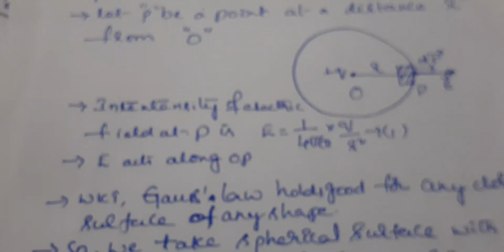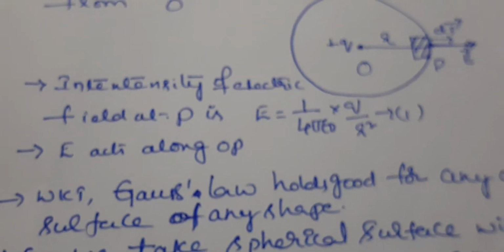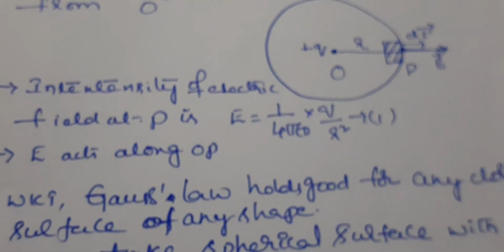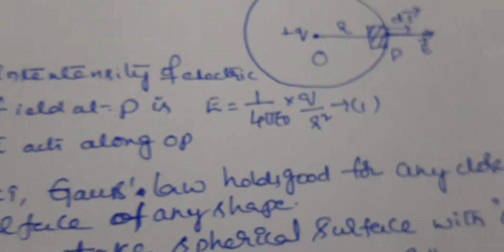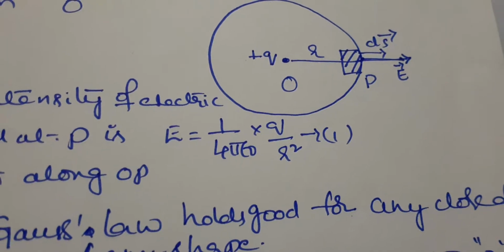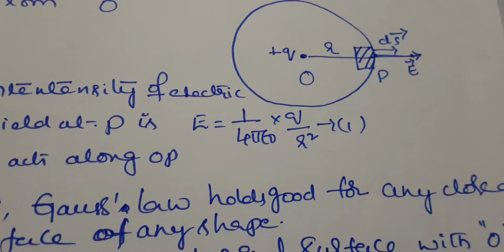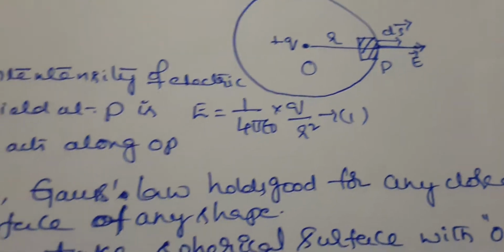students, the intensity of electric field at P, which is caused by plus Q, is given by the formula. You can see, students, E equal to 1 by 4 pi epsilon naught into Q by R square, which is acting along the direction OP. So there it is E bar.